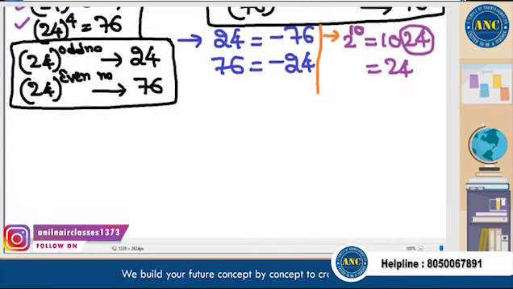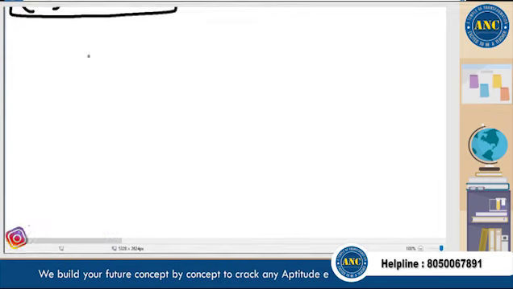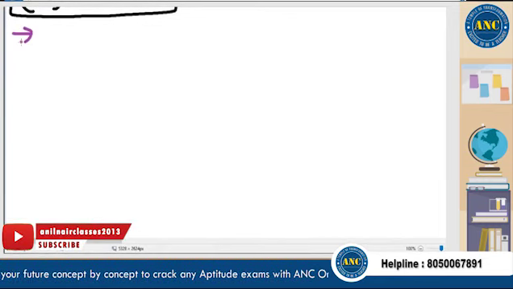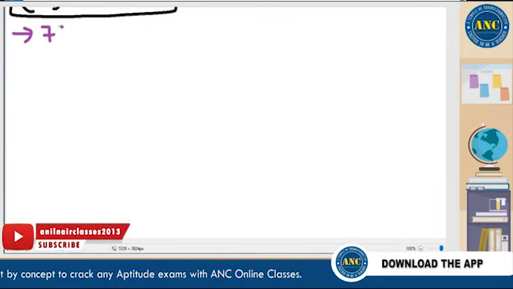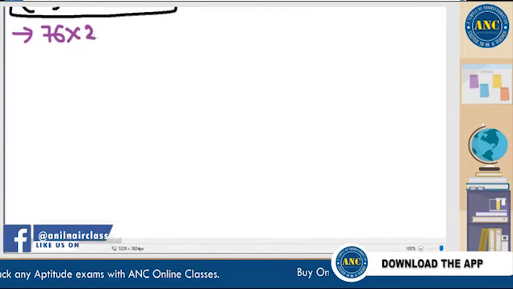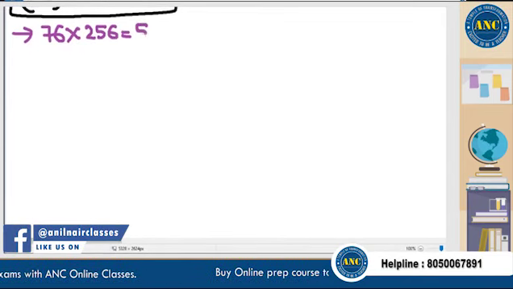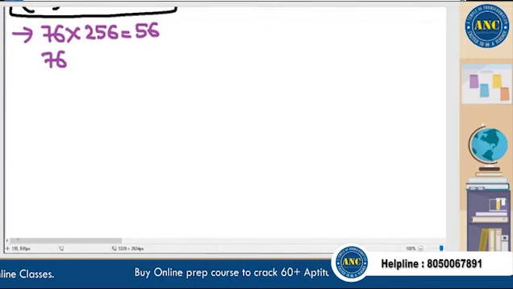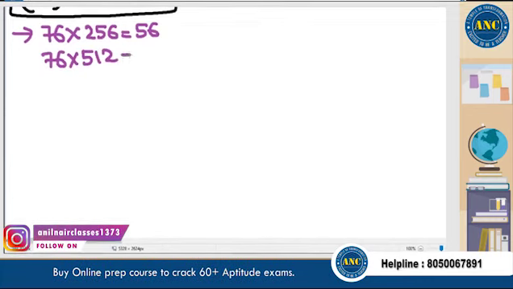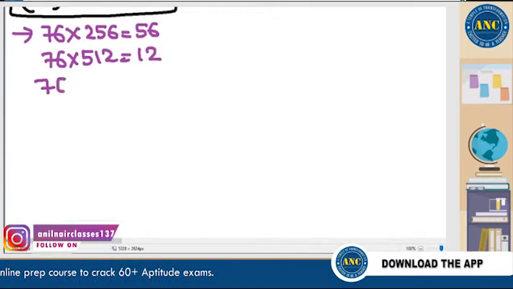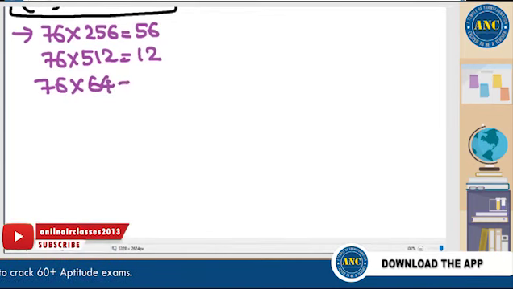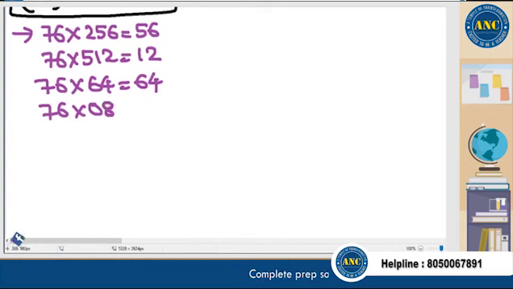Everyone clear till here, sir? Right? Next, last key point, very very important key point. Listen carefully. 76 into 256, last two digits is 56. 76 into 512, last two digits is 12. 76 into 64, last two digits is 64. 76 into 08, last two digits is 08.